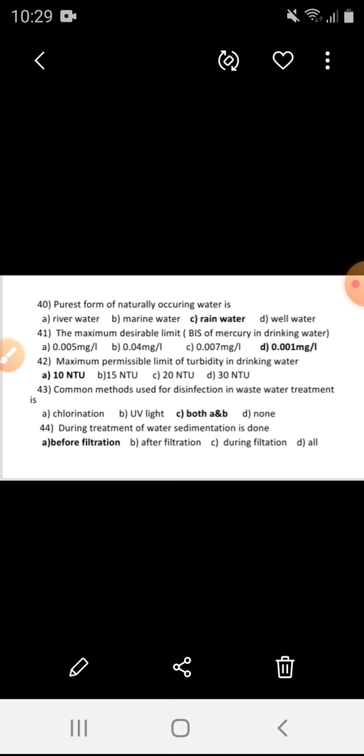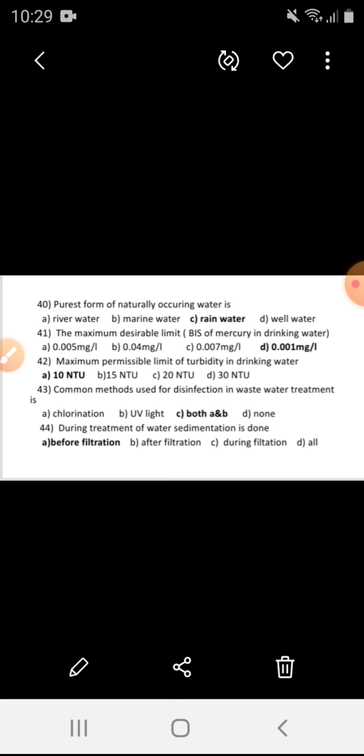42. Maximum permissible limit of turbidity in drinking water is: option A, 10 NTU; option B, 15 NTU; option C, 20 NTU; option D, 30 NTU. The correct option is A, 10 NTU.